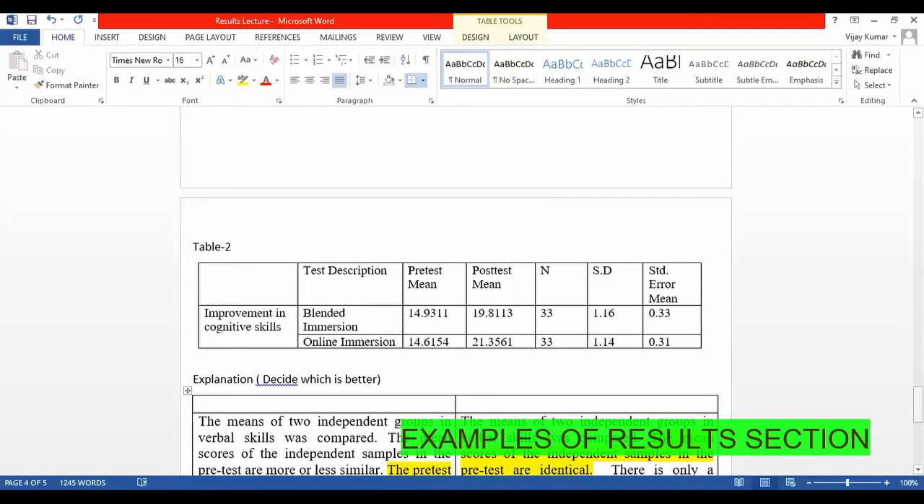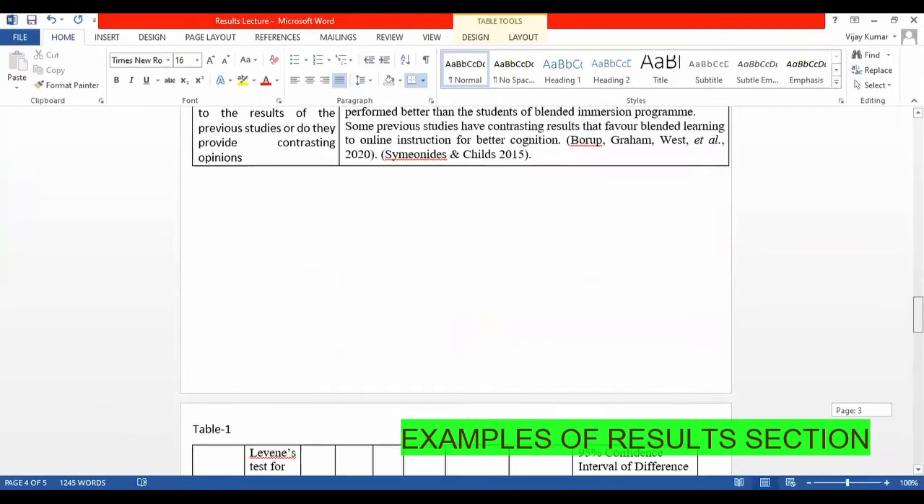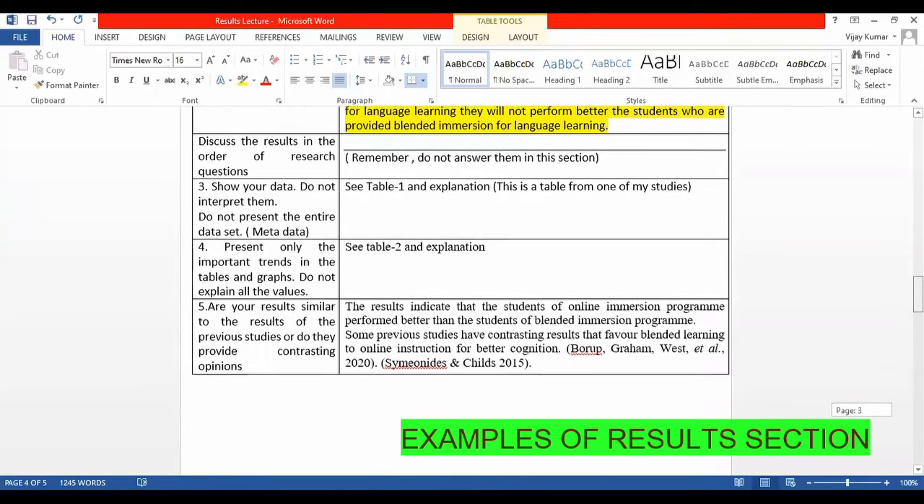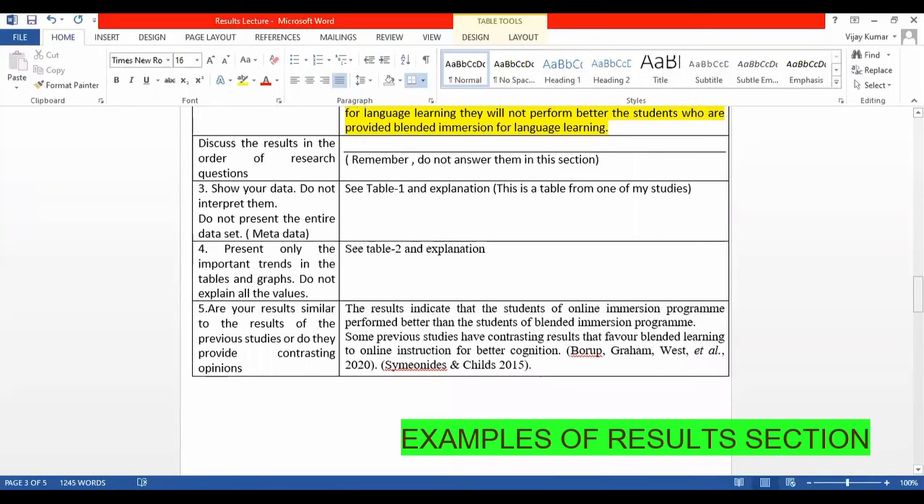So you need to remember that in the results section, you're not supposed to repeat all the data that are in tables and figures. And remember to explain only the important values. Do not explain all the values. And ultimately, you need to remember to compare your results. Are your results similar to the previous studies, or do your results provide contrasting opinions? Maybe you can add that.